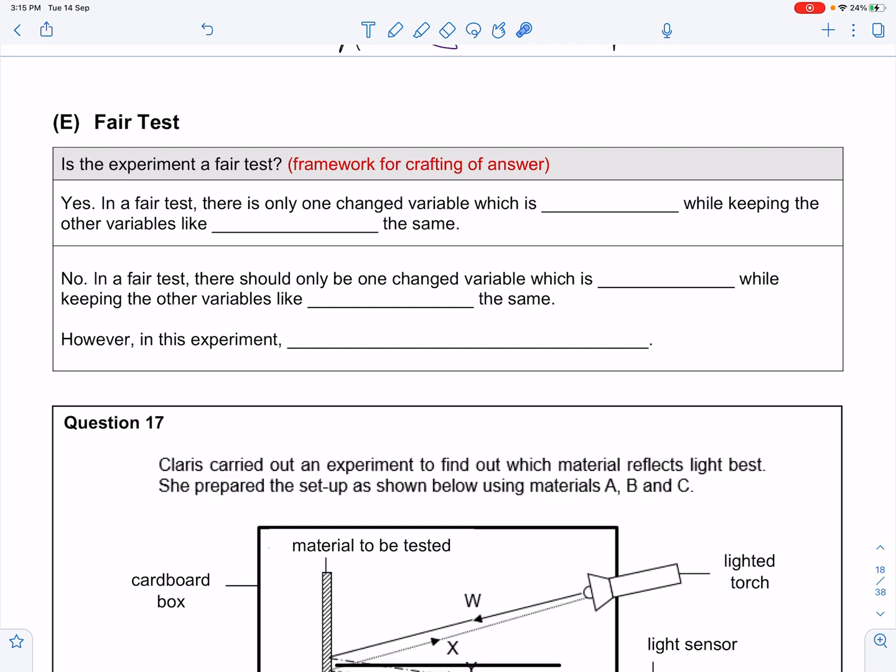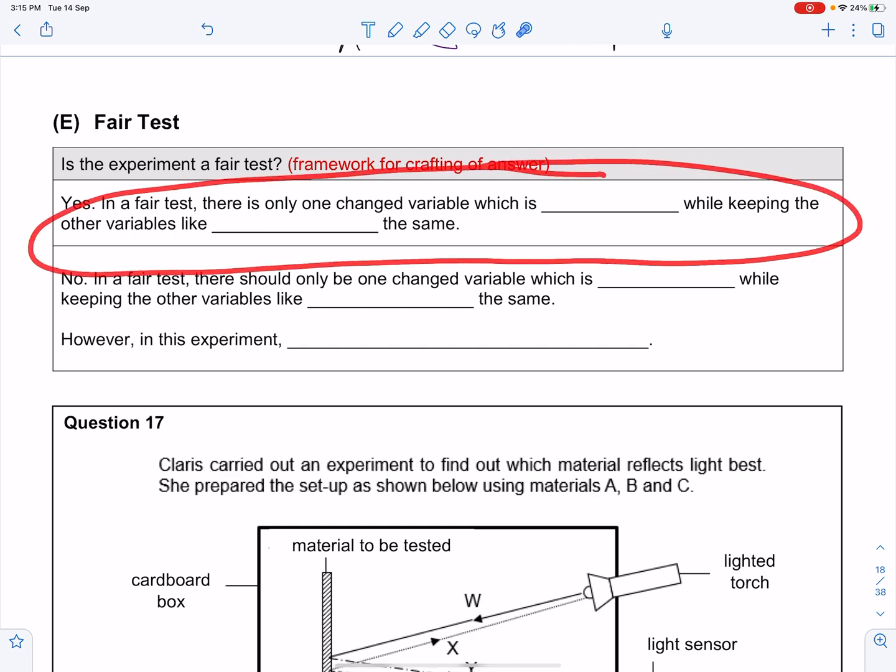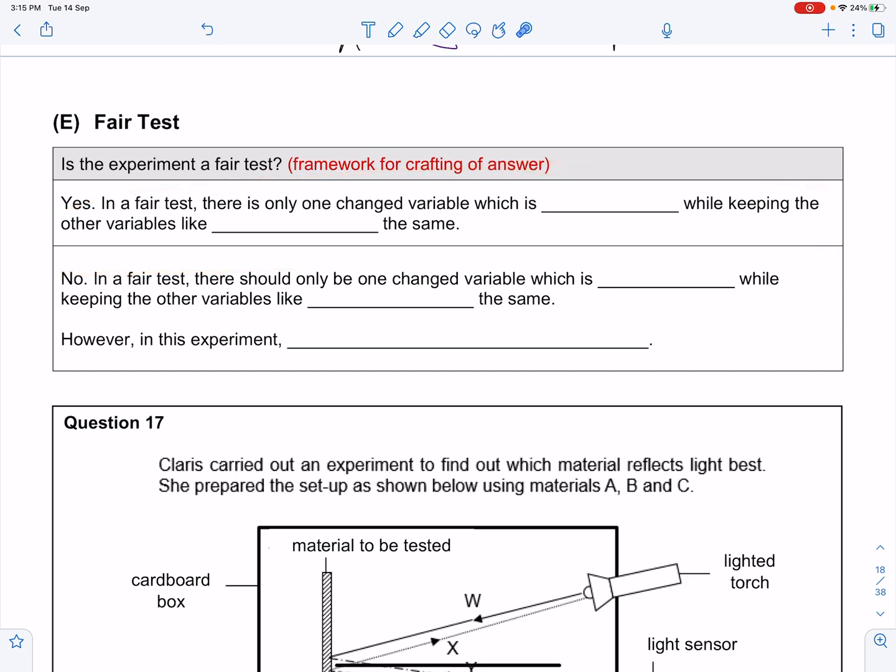And so you would follow this framework if, let's just say, you think that the answer is yes. So first you say yes. In a fair test, there is only one change variable, which is this blank here that refers to the change variable in your question. So you have to fill in a blank according to the question given, while keeping other variables constant, at least 2. Name 2 examples of variables, which I will explain to you.